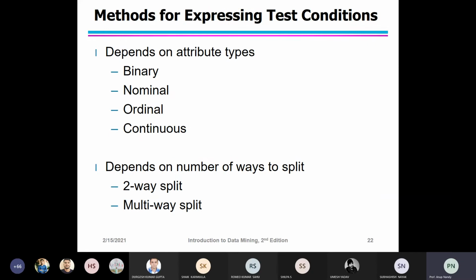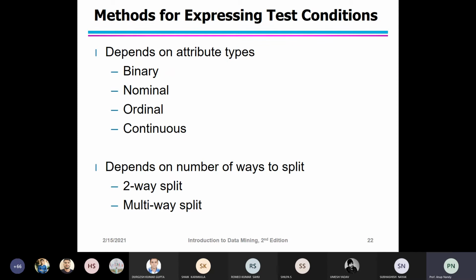Next, what are the methods for expressing attribute test conditions? A decision tree induction algorithm must provide a method for expressing an attribute test condition and its corresponding outcomes for different attribute types.